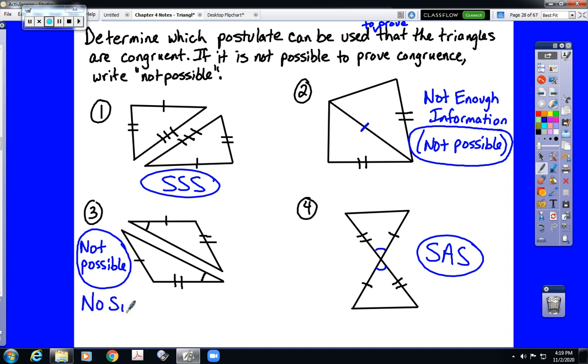And I always make a big deal out of this, okay? There is no such thing, for several obvious reasons, as angle, side, side congruence. You're not allowed to use that one. The sides have to enclose the angle. The angle has to be formed by the sides in order for side, angle, side to work. It would have to be this angle and this angle. Since it's a non-included angle, that would be SSA or ASS, neither one of which exist. So that is a not possible.